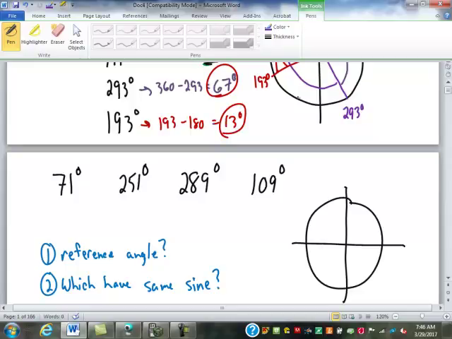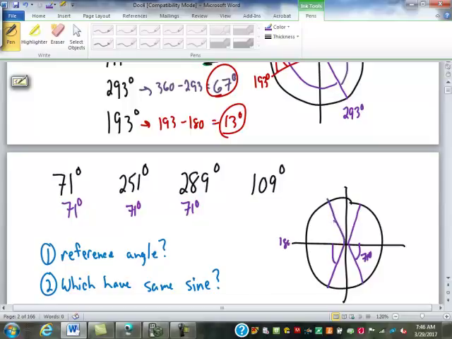Let's go over here. So 71 degrees is right here. What's its reference angle? 71 degrees. 289 is over here. What's its reference angle? 71 degrees. 251. Oops, I skipped that. 251 is right here. What's its reference angle? It's going to go back to 180, right? So that's 71. And 109 is right here, also 71. So all of them have a reference angle of 71.